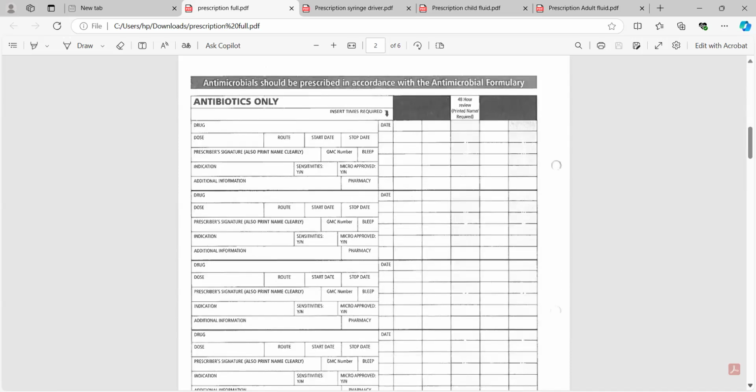Coming to the second page, this is just for antibiotics. So you have to write the antibiotic here. You have to write dose, route, starting date, and stopping date here.